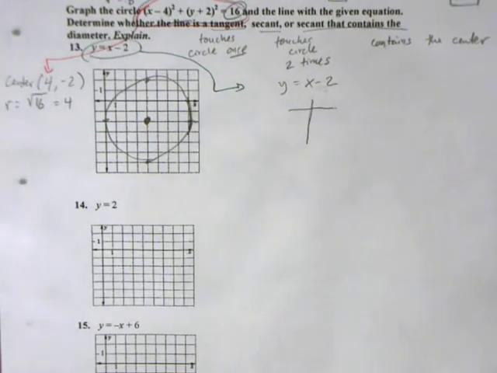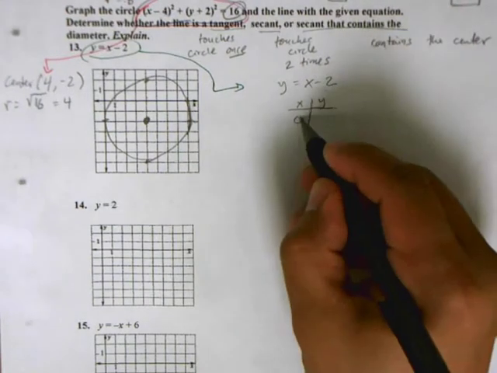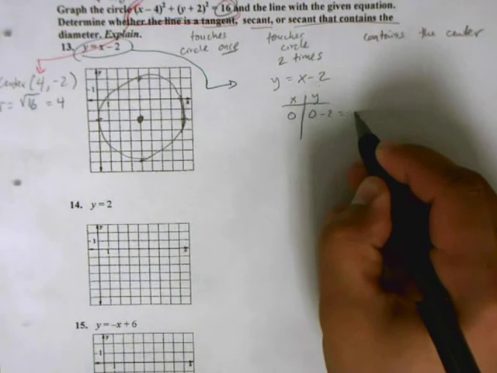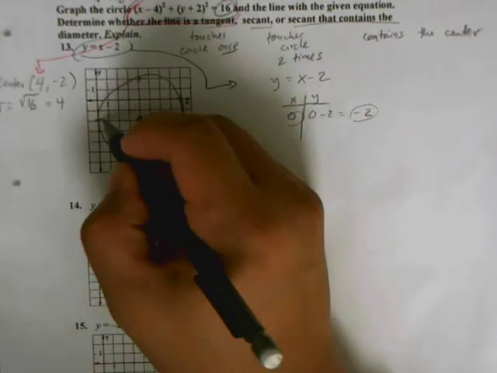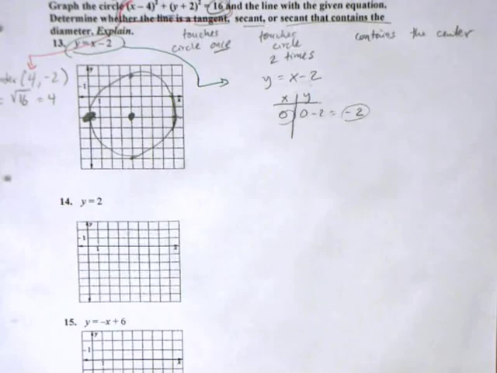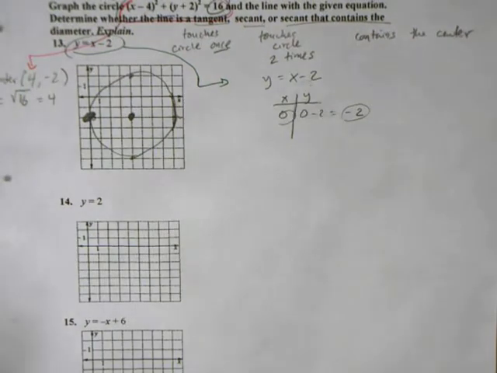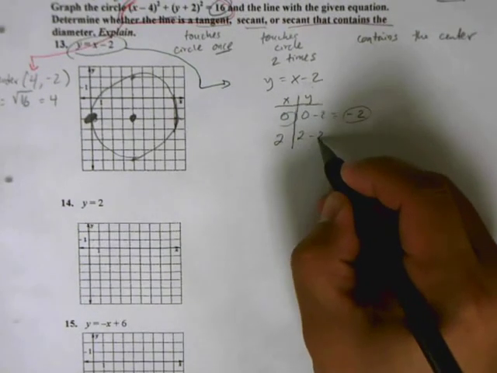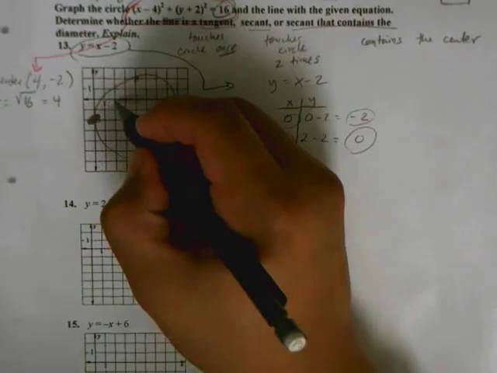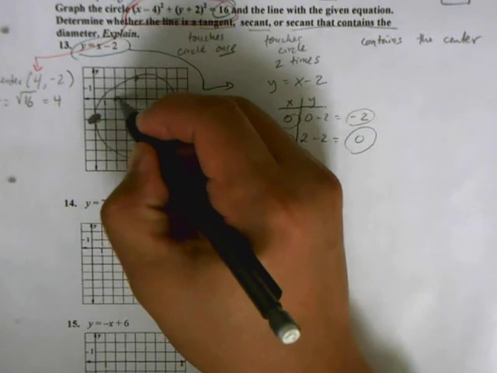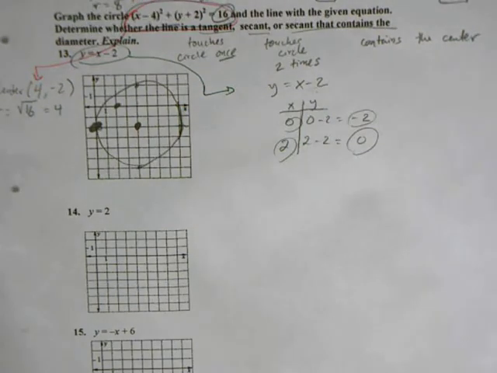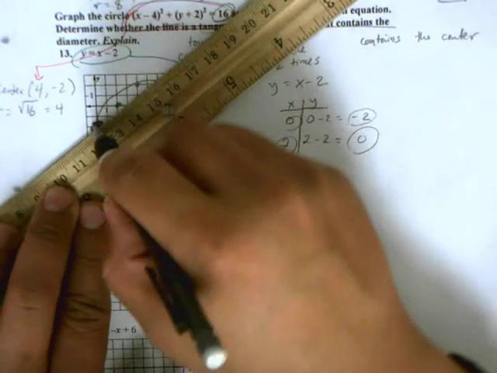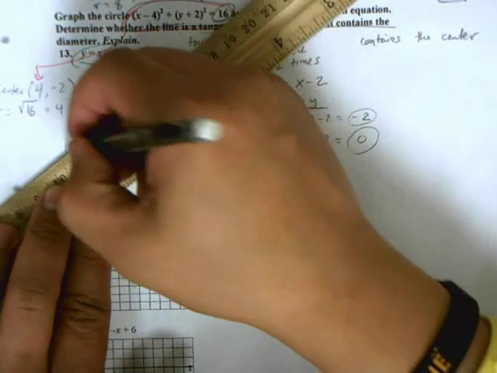So I'll draw this in again, and we'll use it. So x and y. If I put in 0 for x, I'm going to get -2 for y. y is going to be 0 minus 2, which is equal to -2. So (0, -2), that's this point here. And we can try another point. Let's say I picked 2 for x, so that gives me 2 minus 2 equals 0 for y. So (2, 0). Use a ruler and connect these 2 points, this point here and this other point here.